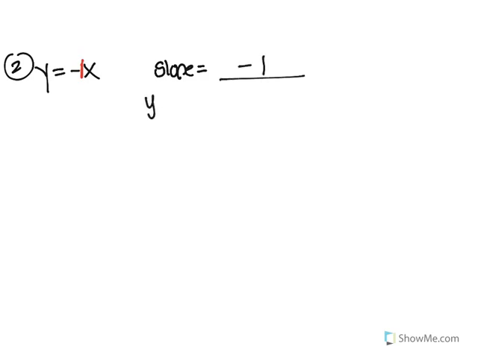The second one is y equals negative x. Now, this one is already in slope-intercept form, so our slope would be what's on x, which is an understood negative 1, and our y-intercept, there's no plus or minus number out here, so that is understood to be 0. Okay, so this line crosses at the origin.